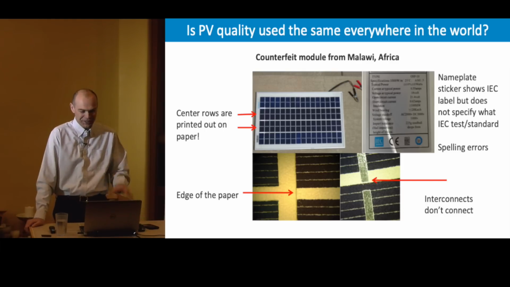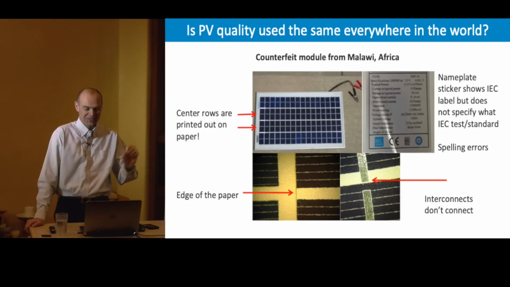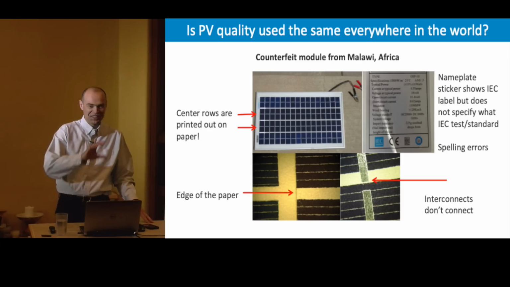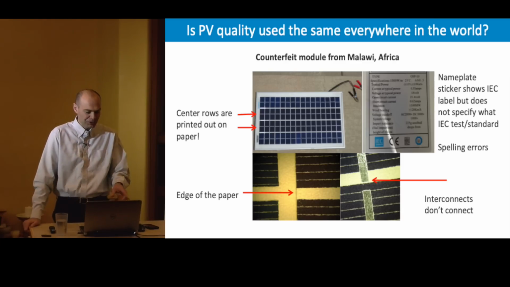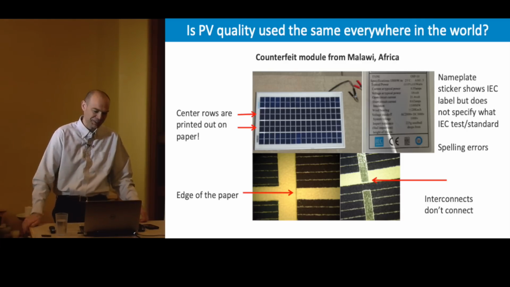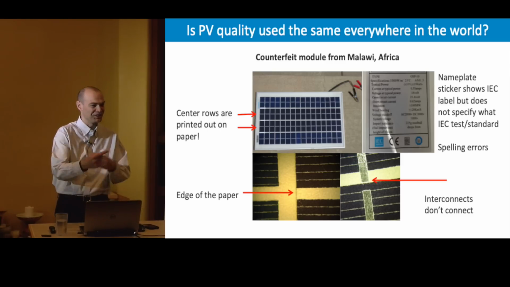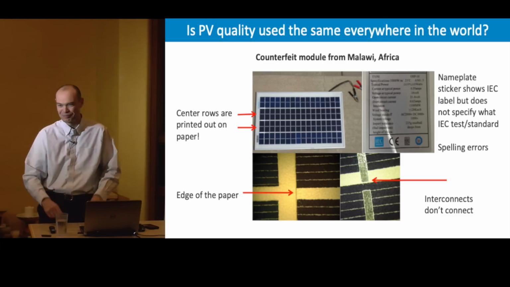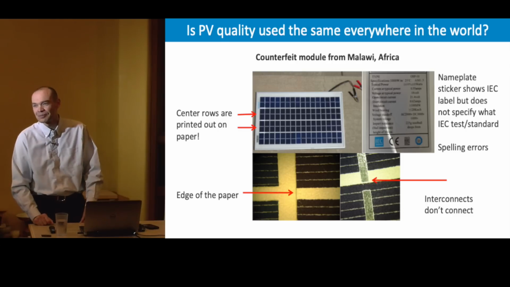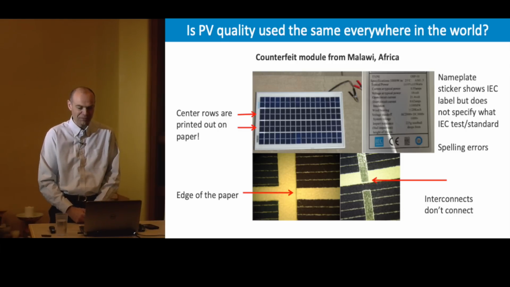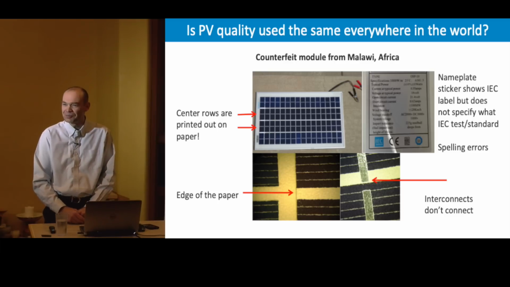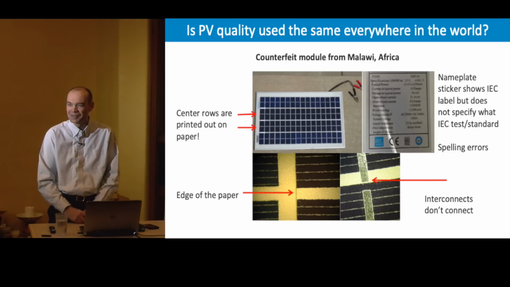The nameplate rating, or the nameplate sticker, has spelling errors. That's another giveaway. It also says IEC, but it doesn't specify which IEC test. And when you look closely, you can see the edge of the paper, and the interconnects between the cells don't really connect. They just end in no place. Yes? So the CE label is phony as well, isn't it? Probably yes. That's the standard. The same with IEC, it just doesn't specify exactly what it is.